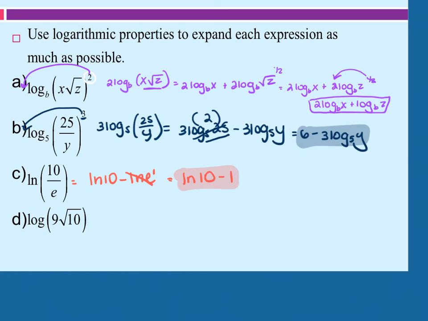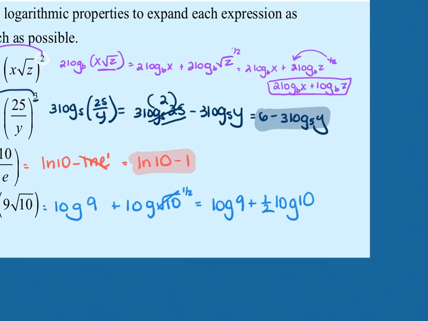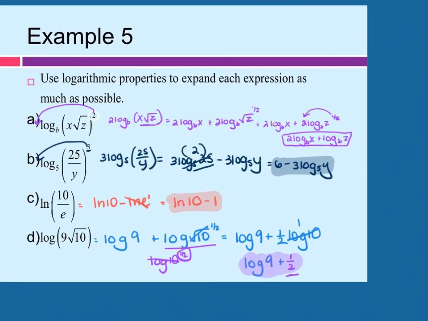And this last one becomes log 9 plus log square root 10. The square root becomes to the 1/2 power. Log base 10 of 9, plus the 1/2 gets bumped to the front. Log base 10 of 10 becomes 1, and this becomes log 9 plus 1/2. You could have also simplified that log here. So if I had done log base 10 of 10 to the 1/2, this is going to cancel and give you that same 1/2. So either way, you can just leave it as log of 9 plus 1/2.